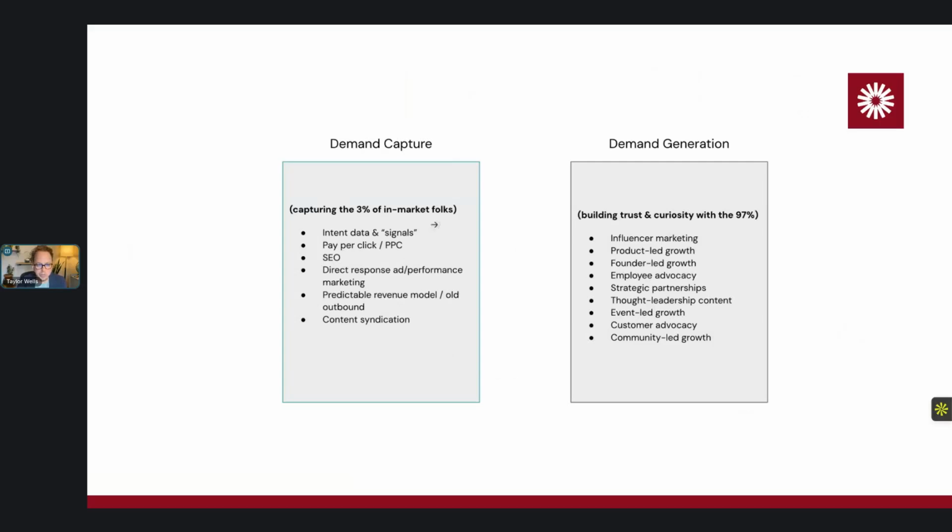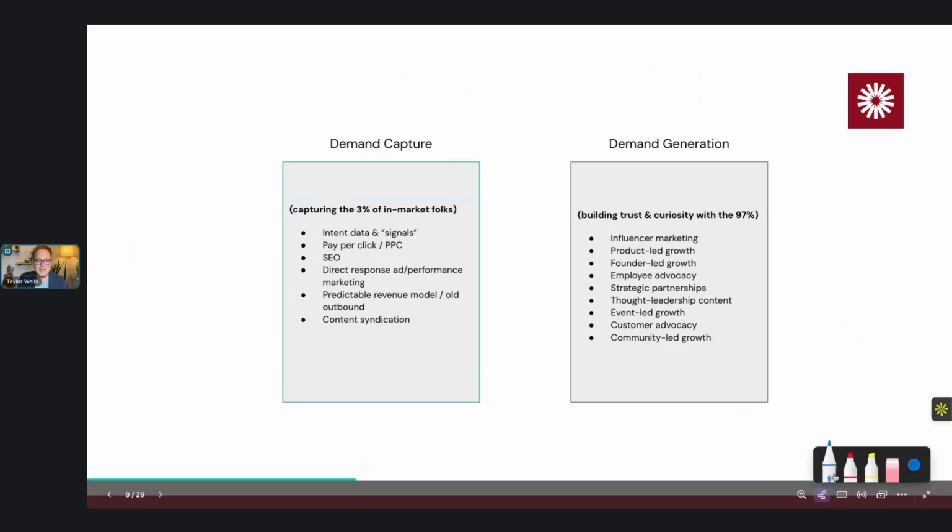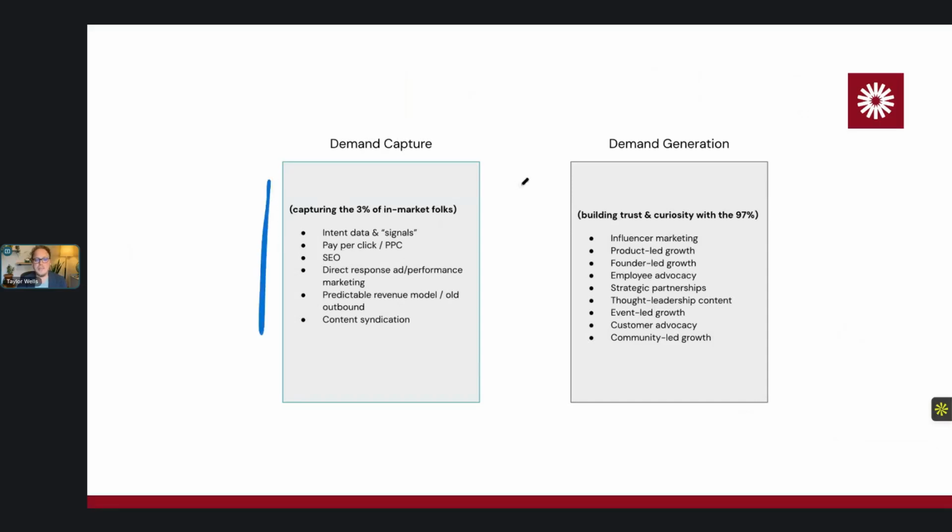But in general, this is how I classify the different strategies you can find in these buckets. On the demand capture side, you have, like I talked about, intent data and signals. Whether it's 6sense or Clay signals, whatever it is, you can find different signals, like people being on your website. Those are things you can use to understand if folks are in market and then reach out to them.